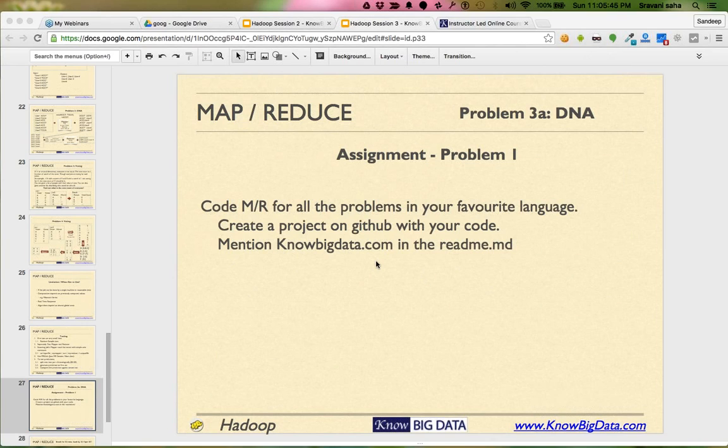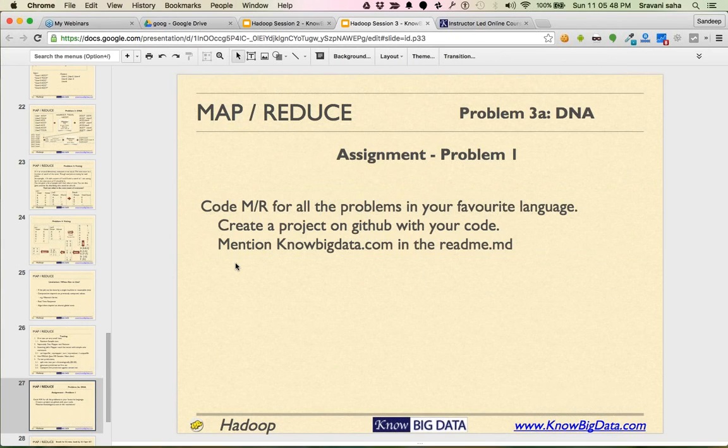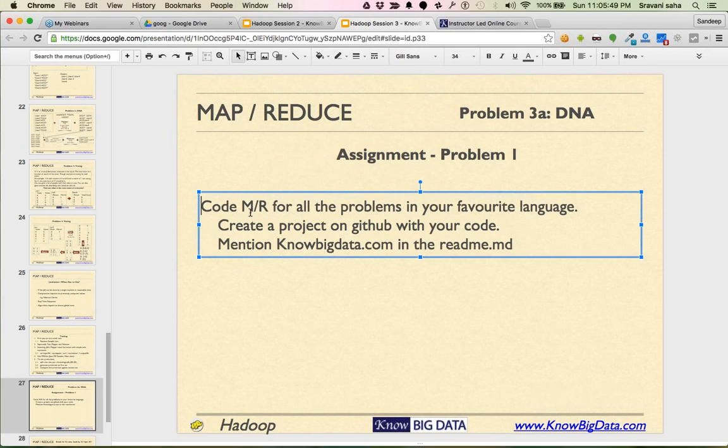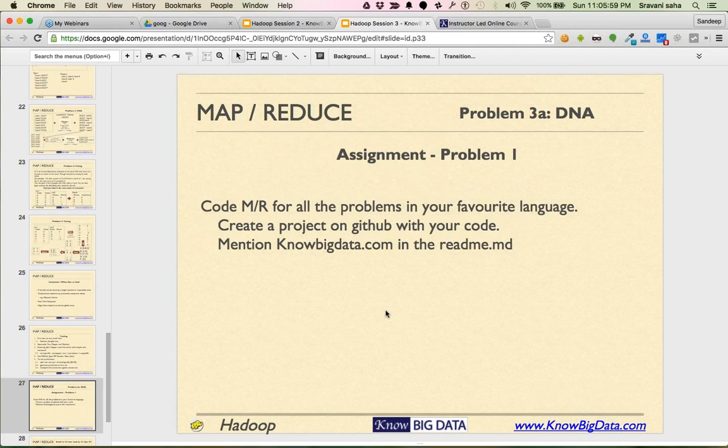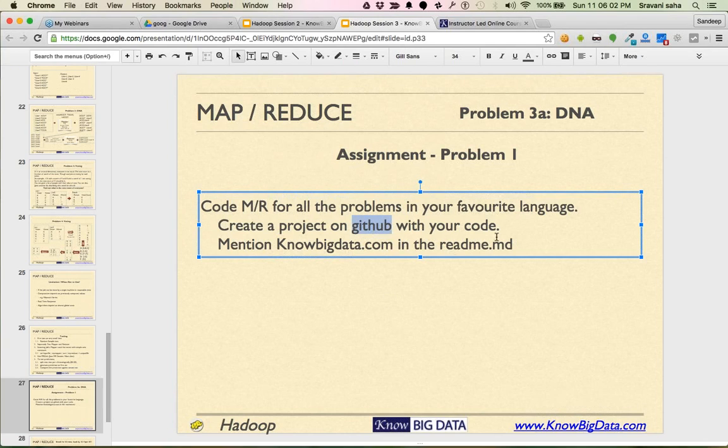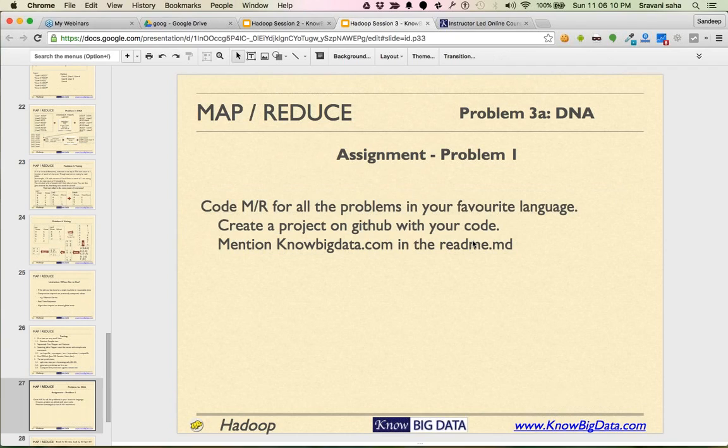Now here is one more assignment to all of you. Please code the MapReduce for whatever things we talked about so far in any of your favorite language, and create a GitHub project with your code. Okay, and mention no big data in that GitHub project. Okay, you can go to GitHub and create a project.